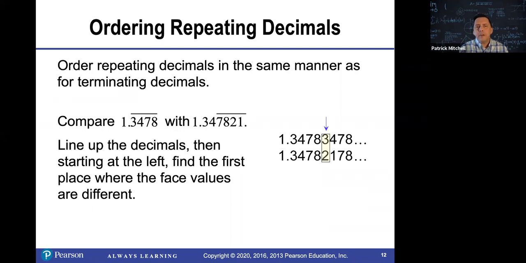Line up the decimals, and then starting at the left, find the first place where the place values are different. So in this case, that is in the hundred thousandths place. The first number has a 3 there. The second number has a 2 there. So that automatically means that the first number is bigger.